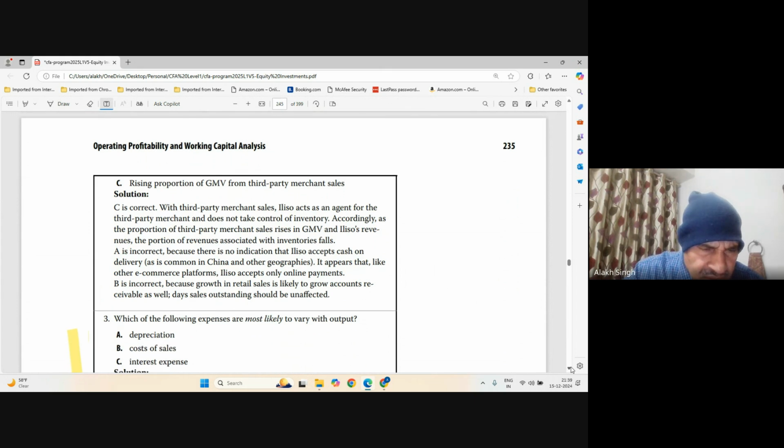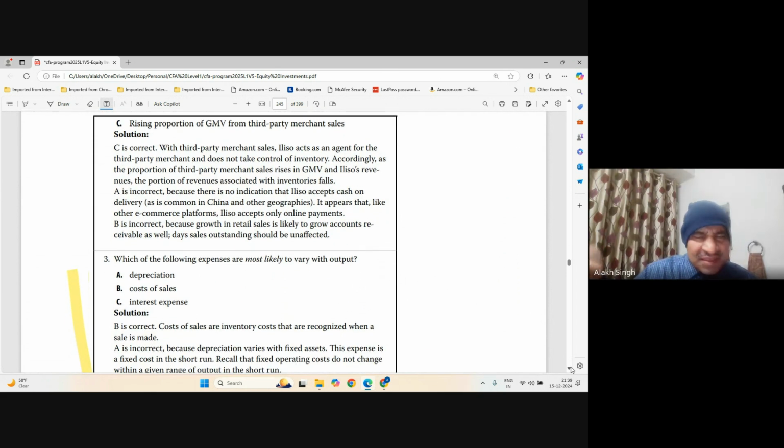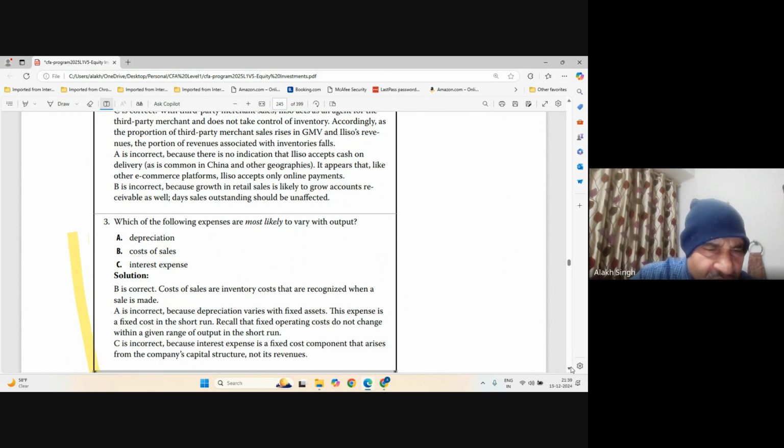Okay, question 3. Which of the following expenses are most likely to vary with output? Depreciation, cost of sales, interest expense. Only cost of sales, because as the output increases, more goods will be purchased, so cost of sales will go up.